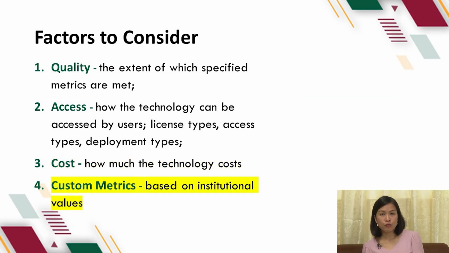And custom metrics are based on institutional values. This is where the institutional biases or preferences come in. For instance, if the institution advocates open source software, you might have to choose open source learning management systems. Or if they're really a fan of a certain product line, then that can be factored in as well when you're choosing or evaluating the learning management system.